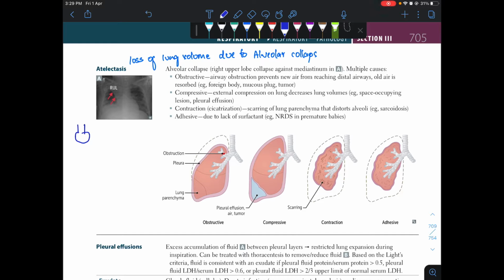If this is the alveoli and this is the surrounding blood vessel or capillary, due to any obstruction in this alveoli, the new air cannot reach it. Hence, the old air which was present in this alveoli will be reabsorbed by the surrounding capillary, and the alveoli undergoes collapsing. Hence, in obstructive atelectasis, the obstruction prevents new air from reaching the distal airways, and the old air will be reabsorbed.